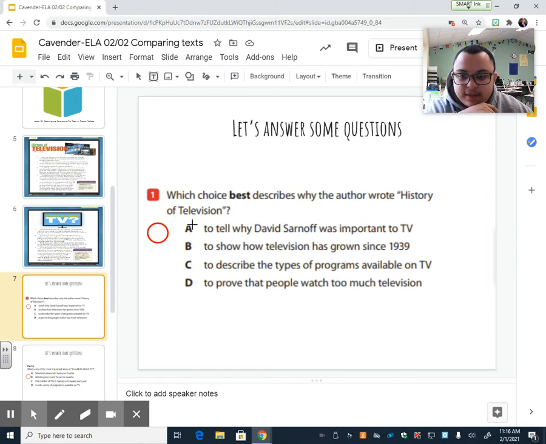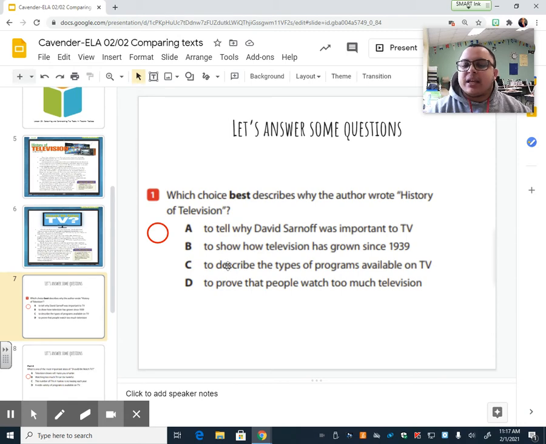All right. So it doesn't tell us why David was important to TV. It just says that he knew what to do with the TV. It says to show how television has grown since 1939. Maybe. Because it starts off by telling us that there were only 6,000 TVs in the United States, but I just Googled and now there's 120.6 million TVs in the United States.